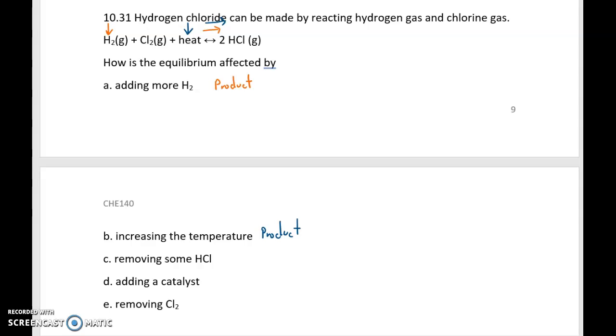If we remove this hydrochloric acid, we can expect to make more of it. We'll shift toward the product. Adding a catalyst, no change. If we remove some of the chlorine gas, then we'll shift the equilibrium back toward the reactant.